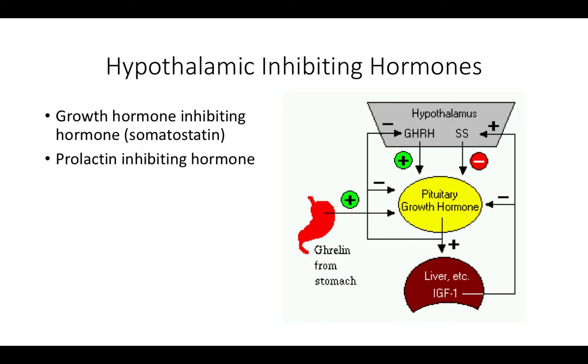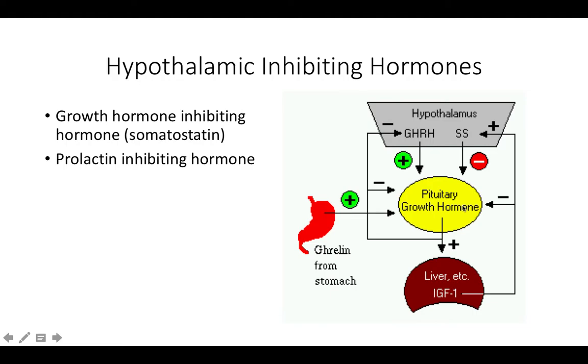The inhibiting hormones that come from the hypothalamus are growth hormone inhibiting hormone, otherwise known as somatostatin, or prolactin inhibiting hormone. So in this picture here, I only have an illustration for the growth hormone inhibiting hormone, otherwise known as somatostatin, which you see here. So basically, the hypothalamus releases somatostatin, which targets the anterior pituitary gland and inhibits it from releasing growth hormone. Okay, so you're really looking at this portion of the diagram. So somatostatin is released by the hypothalamus, and it inhibits the pituitary gland from releasing growth hormone.